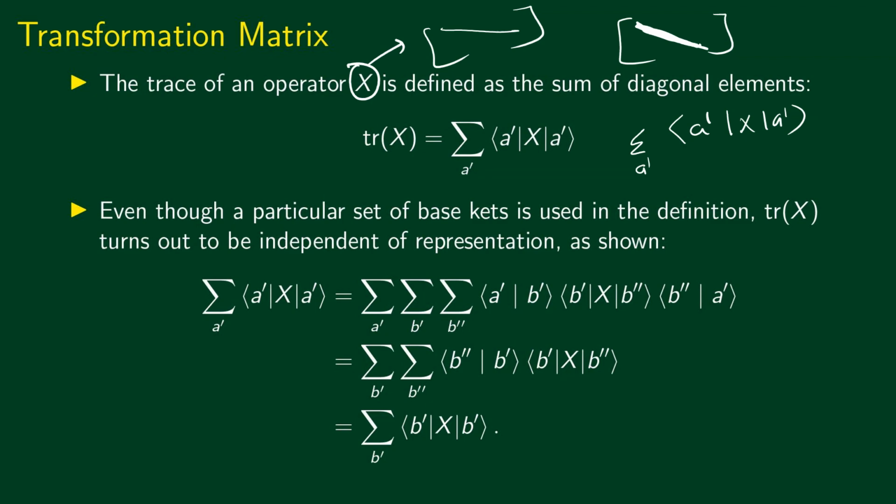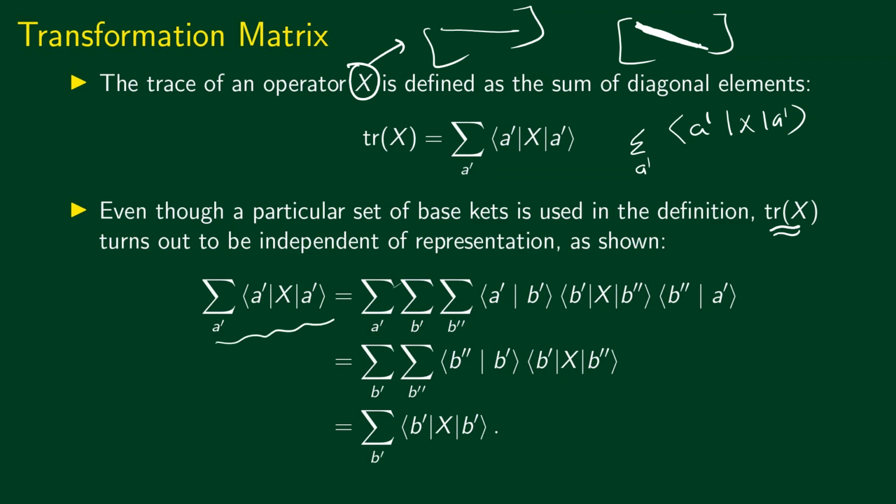In the same way, here we see that even though a particular set of base kets is used in the definition, the trace of X turns out to be independent of the representation. This we can show. We can show that the trace does not change when you go from one representation to another. This is the reason why we can call this the trace of X. We don't have to specifically say the trace of the matrix that represents operator X in a particular basis. You simply say trace of X. It doesn't matter which basis you use to calculate this. It's always going to be the same. Let's look at the proof.